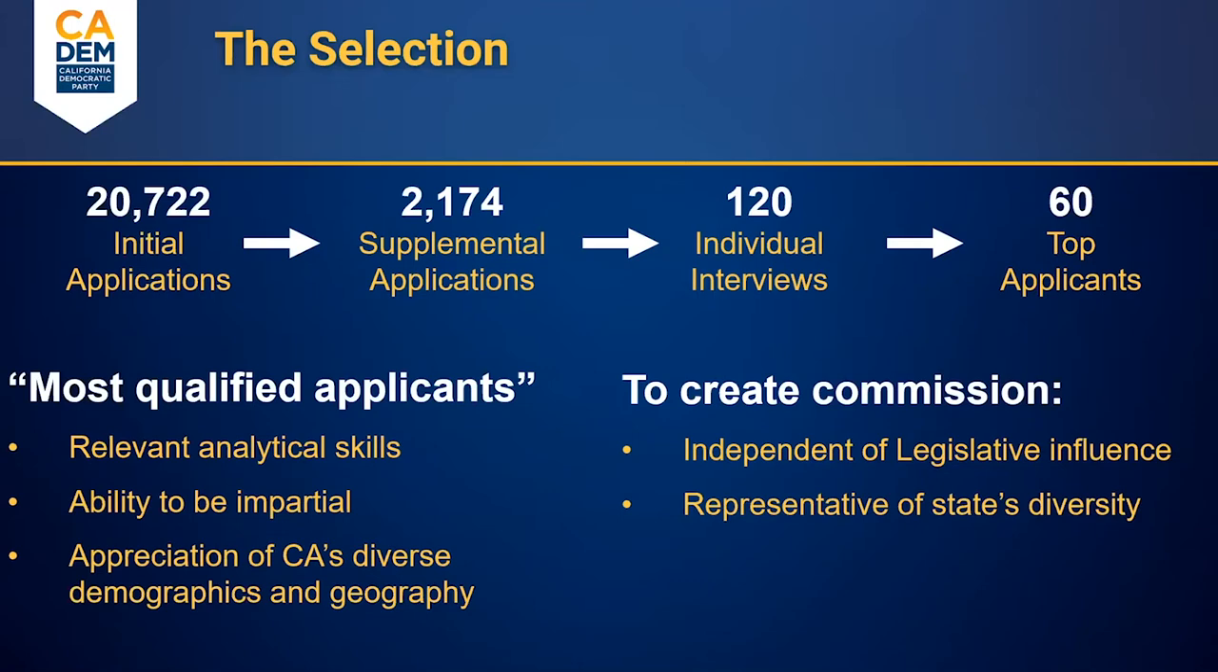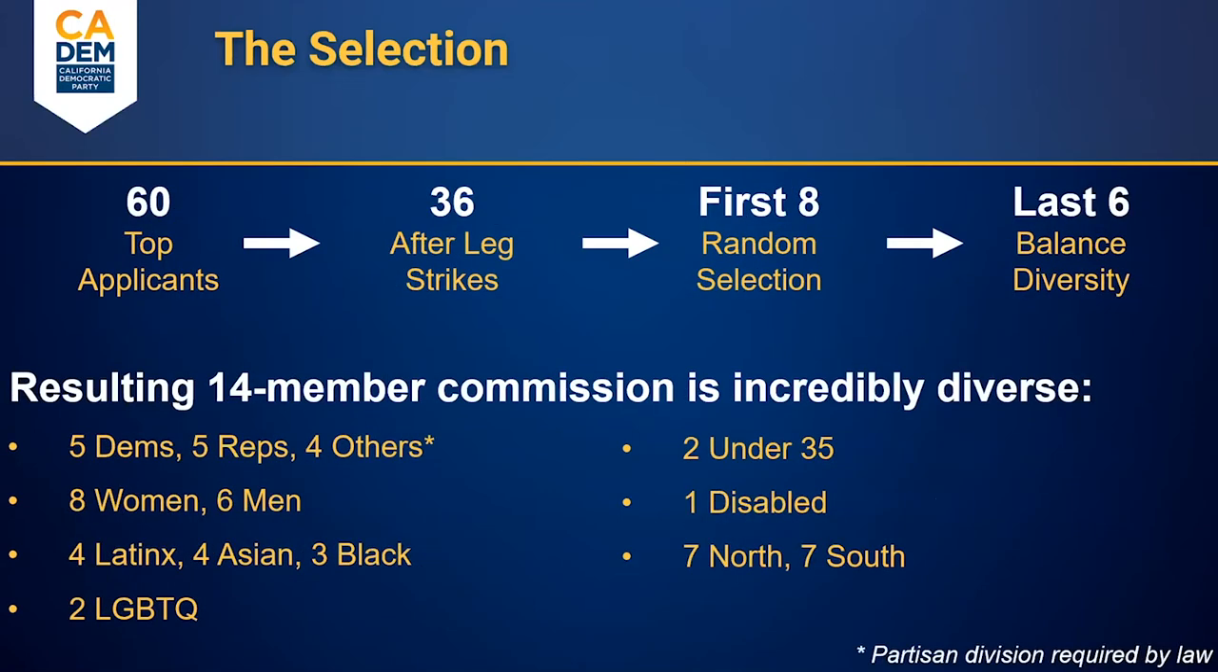And if we move on to the next slide, you'll see the next process there was a series of preemptory strikes by legislative leaders, which reduced the pool down to 36. Out of those 36, the first 8 were picked by random. And when I say random, I really mean it. It was quite literally bingo balls that picked the first 8 commissioners.